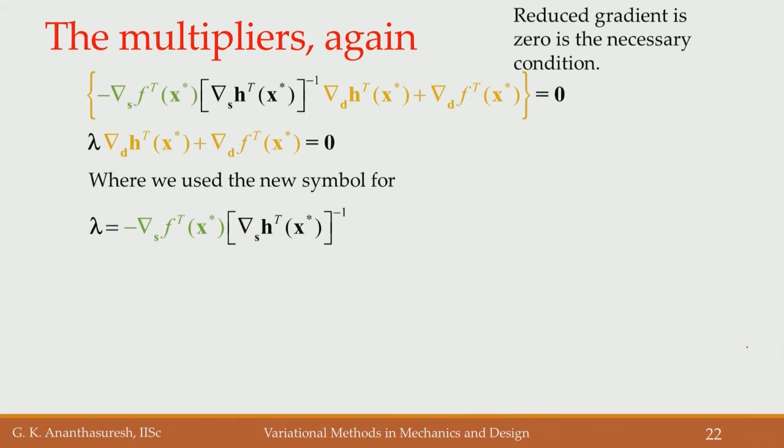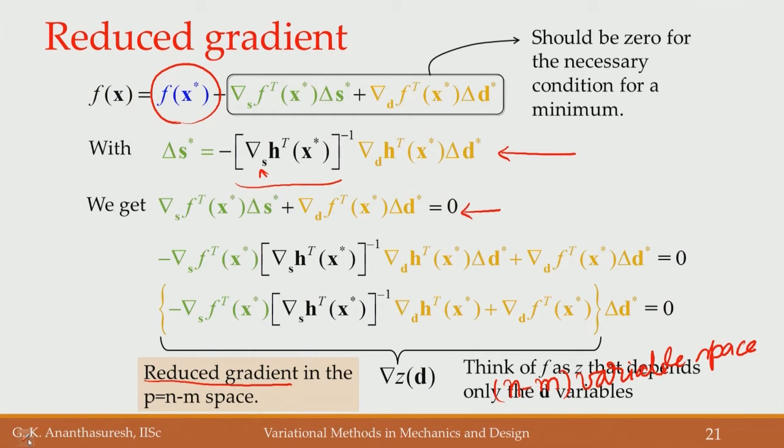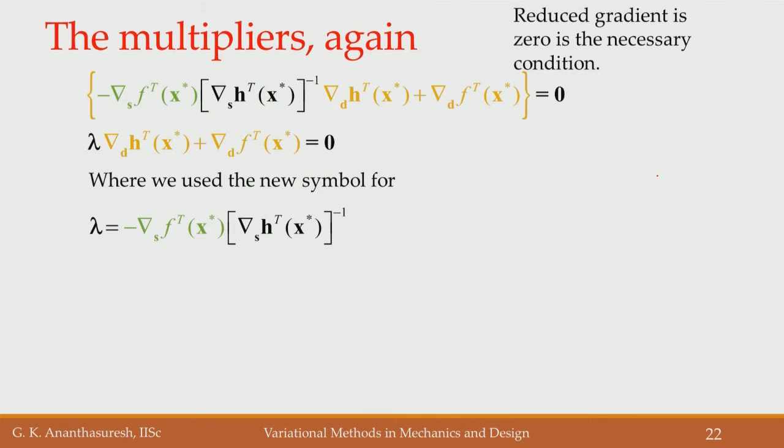Here the first order term has to be equal to 0. That means, let me erase something that we have, think of this z as a function of the D decision variables. Then it becomes the reduced gradient of that new function rather than f. Now, we have the first order term being equal to 0.